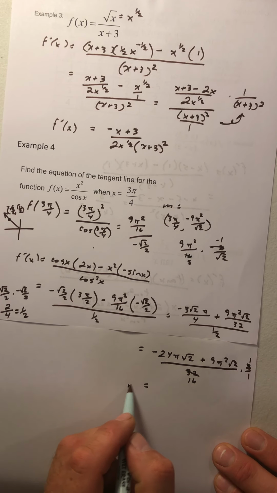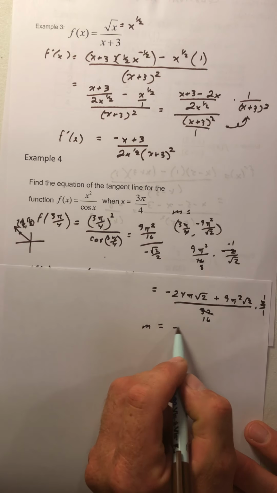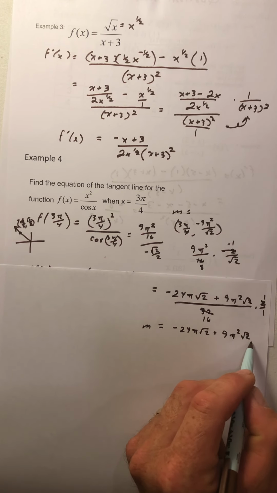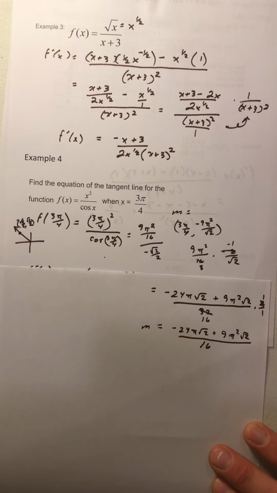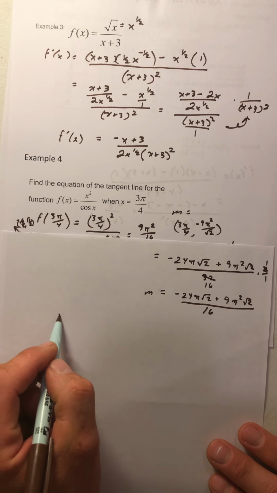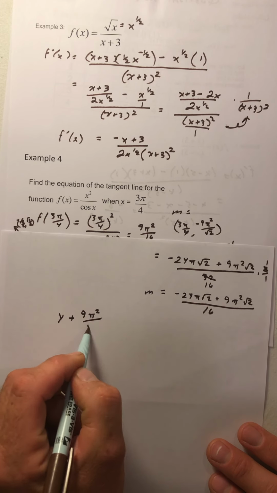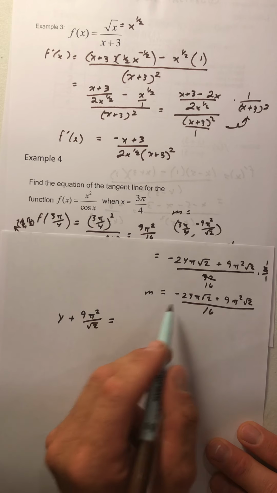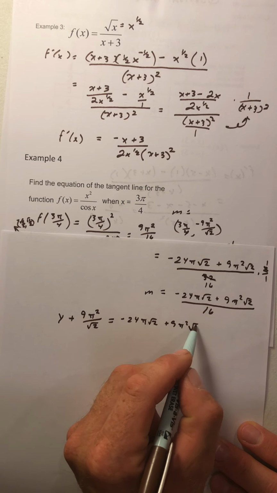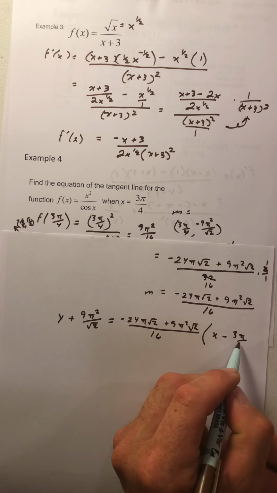So our slope, good gracious, our slope there, m, is going to be negative 24 pi radical 2 plus 9 pi squared radical 2 over 16. Obviously, I did not vet this problem before I started. So our equation: y minus y1, so y plus 9 pi squared over radical 2 is going to equal the slope, negative 24 pi radical 2 plus 9 pi squared radical 2 over 16, times x minus 3 pi over 4.